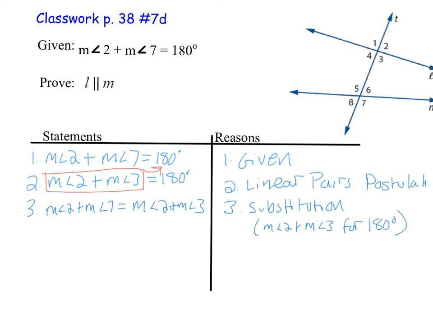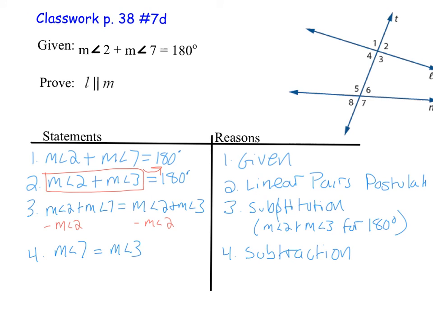So again, I've highlighted that I took the measure of angle 2 and the measure of angle 3 and substituted that in for 180 degrees in this third step. Now I have this equation, and if you note, I have the measure of angle 2 on both sides of the equal sign, so all I need to do now is subtract the measure of angle 2 from both sides, and I'm just going to end up with the measure of angle 7 equaling the measure of angle 3, which happen to be the corresponding angles that I want to prove are equal.